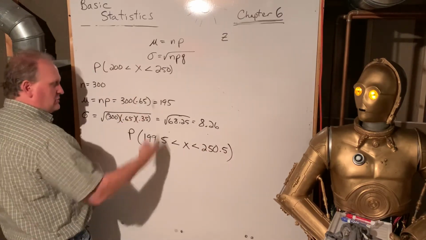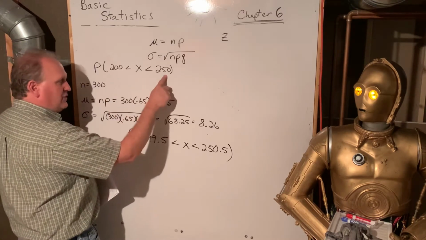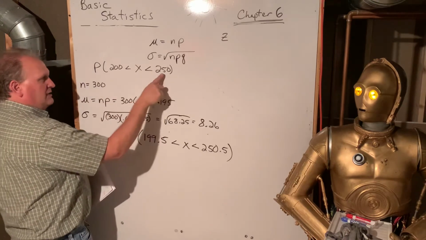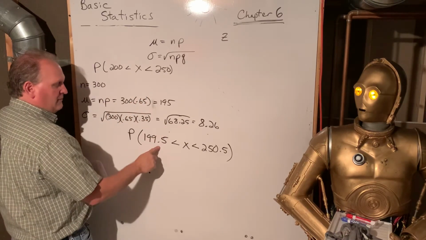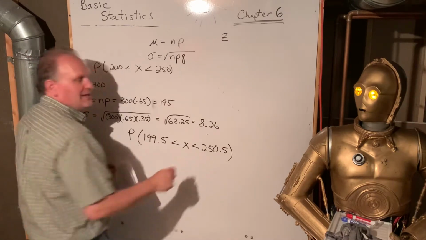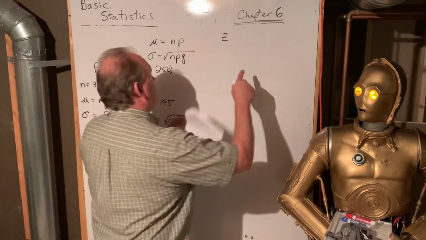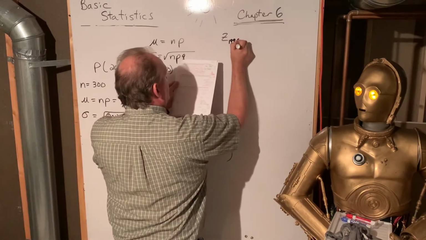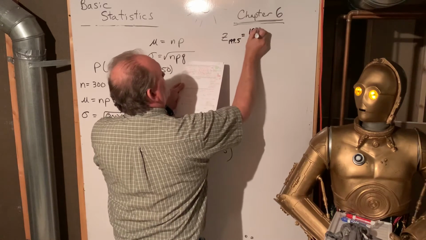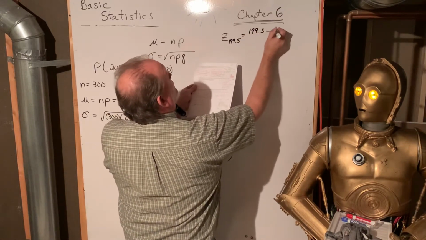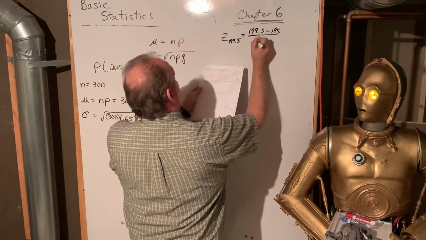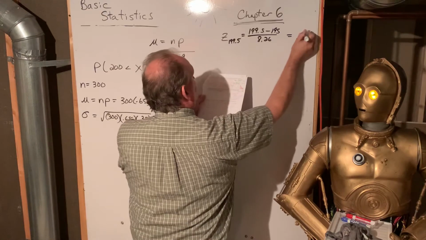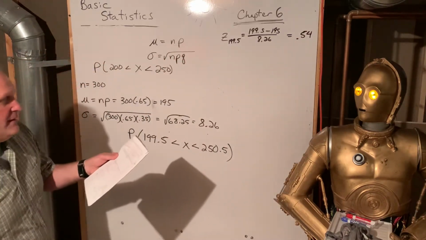We're using discrete mathematics to figure out a continuous probability. To ensure that 200 is caught and 250 is caught, you just bump it down by 0.5 there and add 0.5 to that one. So when we find z, we're not really finding z of 200, we're finding z of 199.5. So we do 199.5 minus 195 over 8.26. That gives us 0.54, so half a standard deviation above the mean.